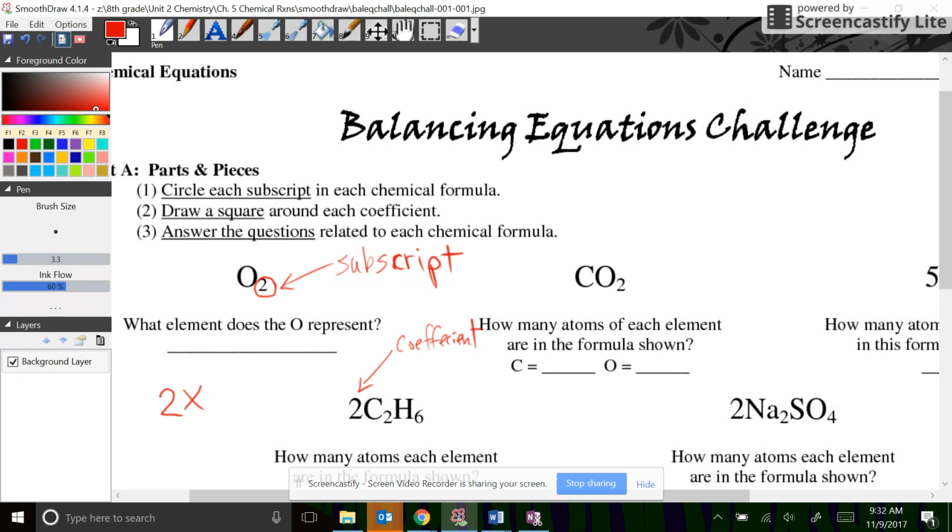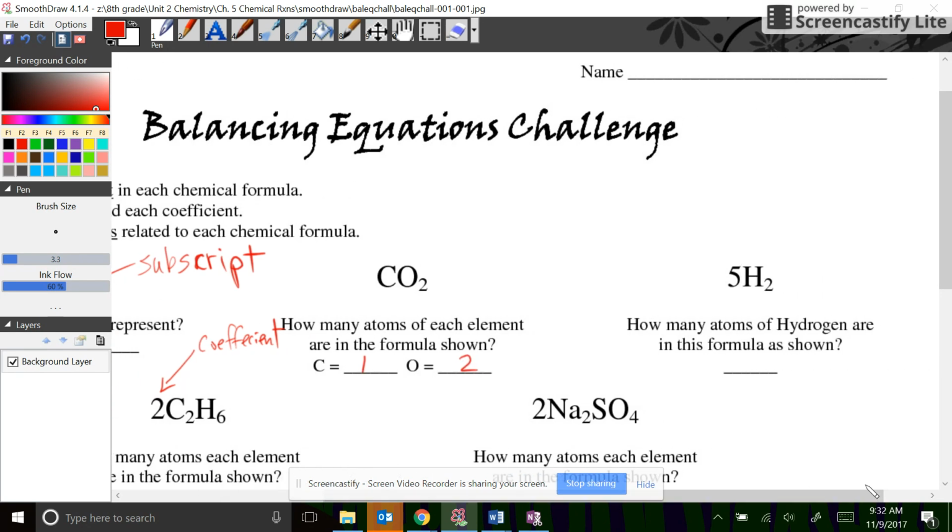All right. So what element does O represent? We know that represents oxygen. So write oxygen there. Now let's take a look at the next one, CO2. We know hopefully that that's carbon dioxide, and that means that we have one carbon and two oxygen.